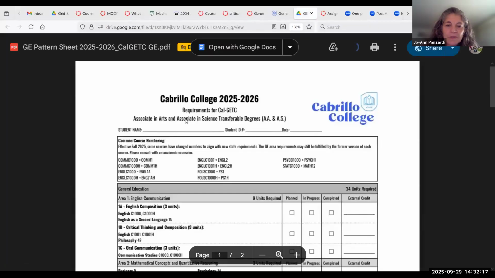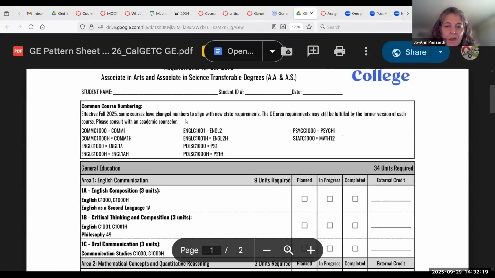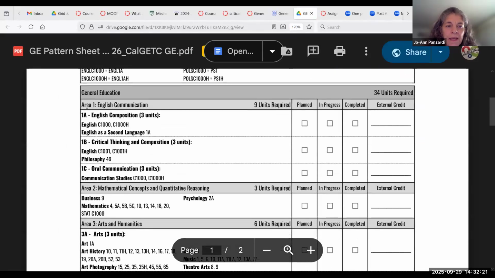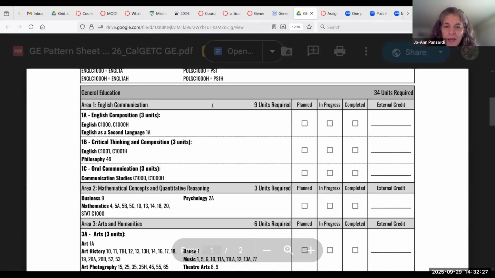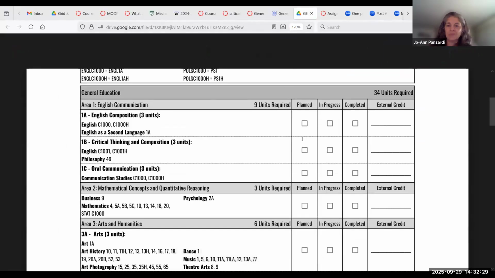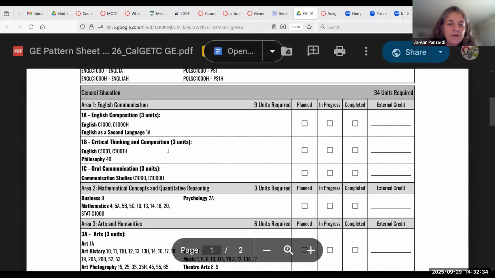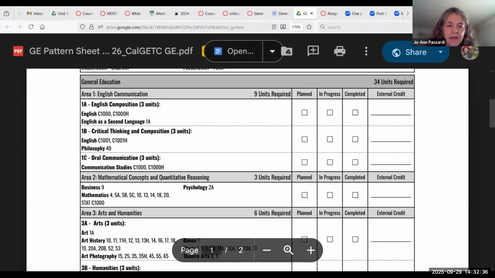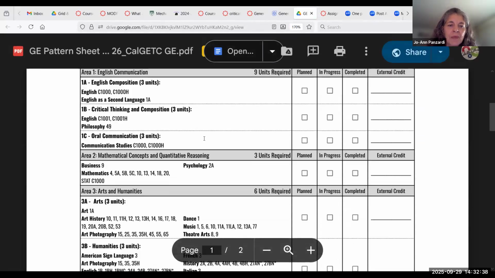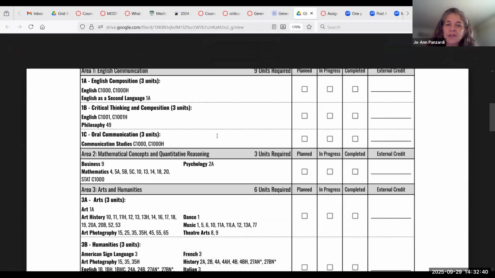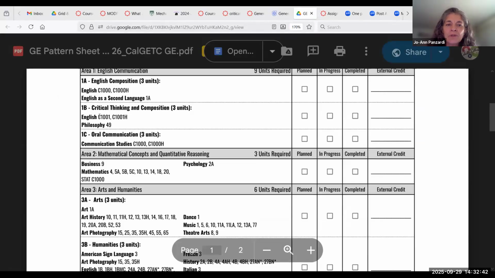So let's just click on this. Okay, so let's read it. So in area 1, which is called English Communications, you have to take an English composition class. And they put in some nice check boxes: planned, in progress, completed. And then you need a critical thinking class, which could be English or the Philosophy 49. And then you need an oral communication class. Okay, so those are the 3 GEs that are critical for you to take.